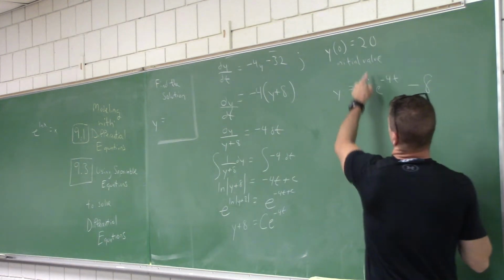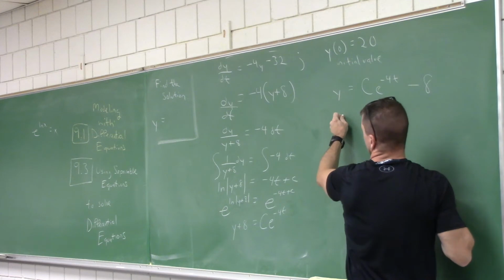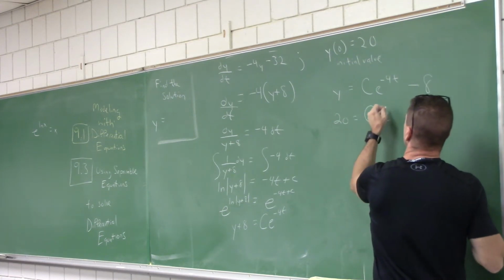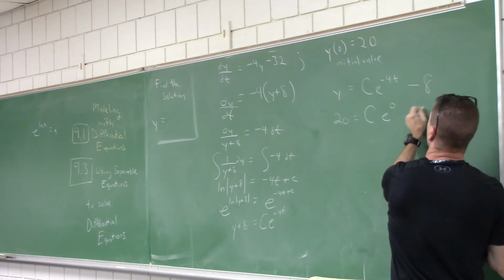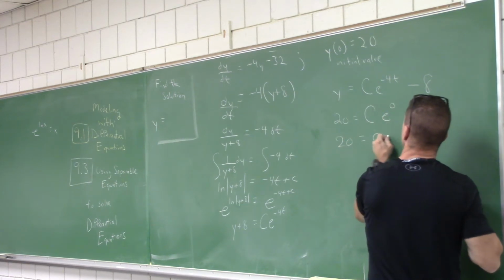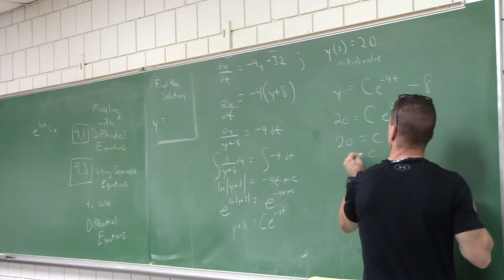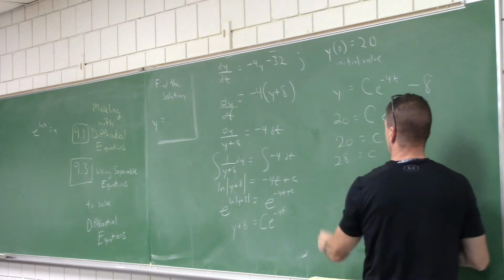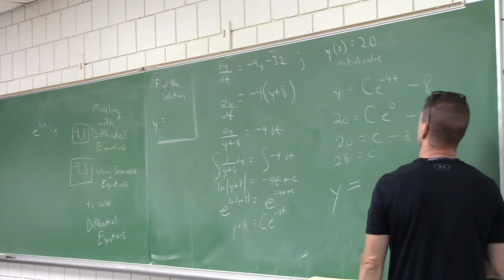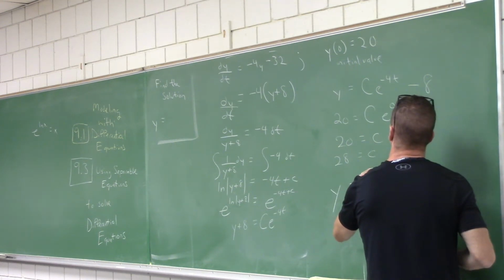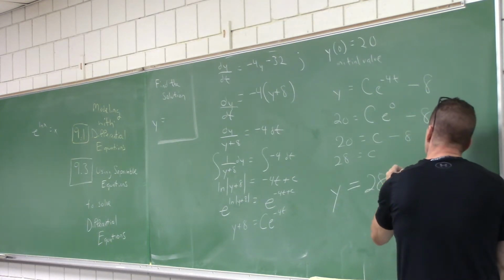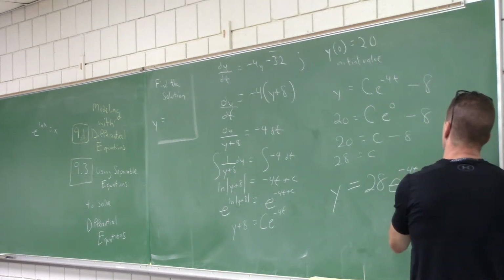In this case, everyone, let's figure this out. Where do I put the 20? We're now trying to solve for c. y equals 20, big old c, e to the negative 4 times 0, minus 8. What's e to the 0? 1. I think we know what c is. Add an 8 on both sides. c is 28. So my final answer: y equals 28 e to the negative 4t minus 8.